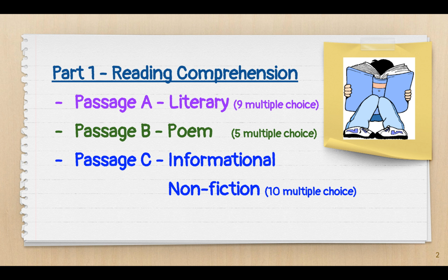Passage B is always a poem. Sometimes it's a very lengthy poem. Sometimes it's a very short poem. And there are typically 5 multiple choice questions. Passage C is always an informational nonfiction text. Oftentimes it's a science type of text, but not always. And there are typically 10 multiple choice questions with the informational nonfiction.